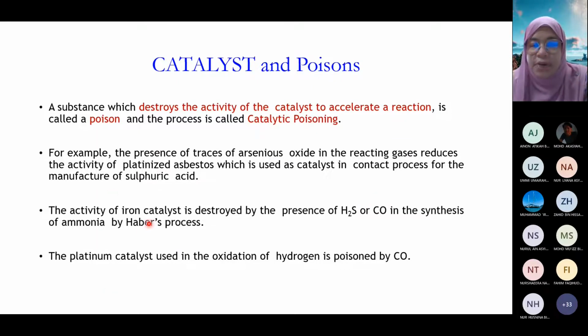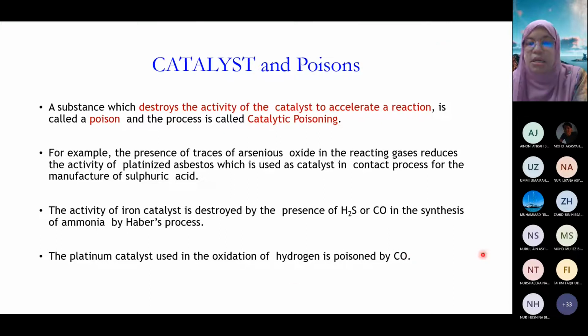So the activity of the iron catalyst is destroyed by the presence of H2S or CO in the synthesis of ammonia by the Haber process. So this is another example of catalytic poisoning. And another example, the platinum catalyst used in the oxidation of hydrogen is poisoned by carbon monoxide.